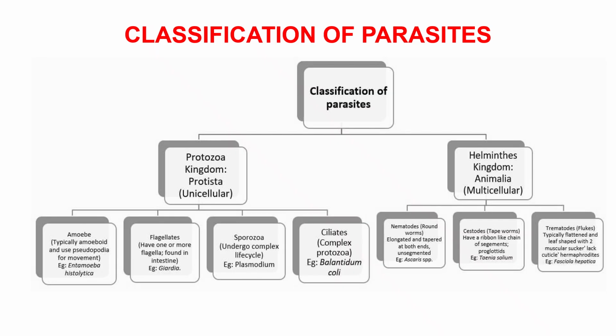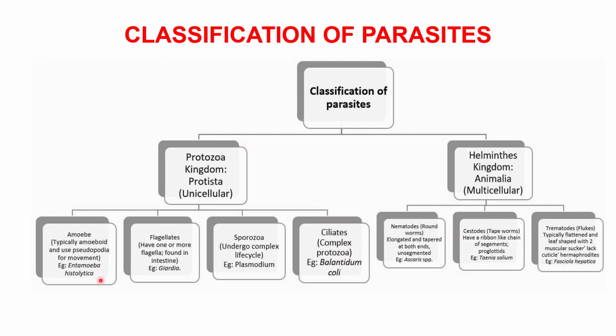Next one, classification of parasites. In this, two classifications are there, protozoa and helminthes. Protozoa belong to the kingdom Protista, helminthes belong to the kingdom Animalia. Protozoa are single-celled organisms, but helminthes are multicellular worms. They do not multiply in the human host. Protozoa are further divided into four: amoeba, flagellates, sporozoa, and ciliates.